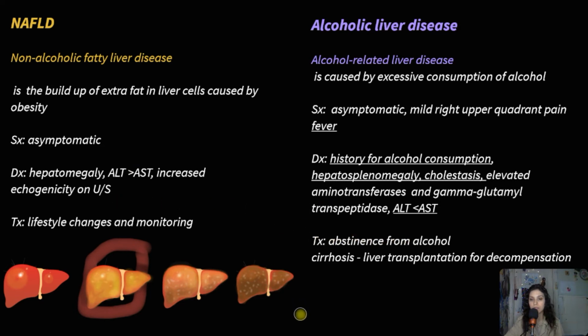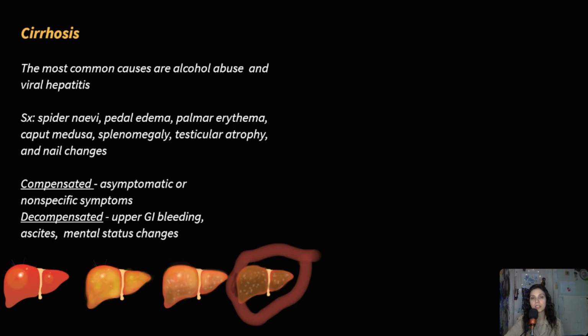Okay, and treatment is abstinence from alcohol. So next is cirrhosis, and the most common causes are alcohol abuse and viral hepatitis, especially B and C. Also autoimmune hepatitis, primary biliary cirrhosis, hemochromatosis, Wilson's disease, drugs, and also cryptogenic, so no cause found.